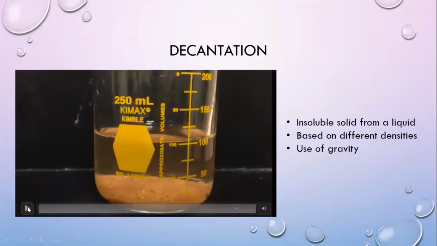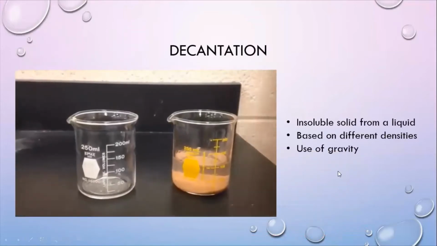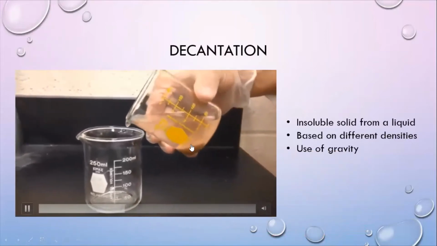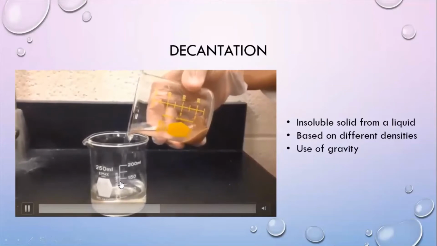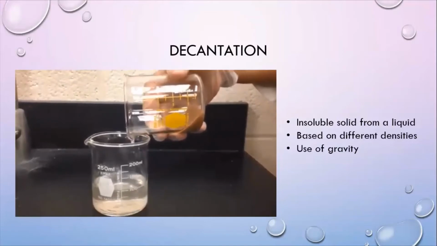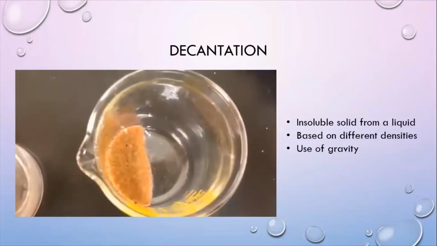Another method that we can use to separate is decantation. So when we decant, what you're seeing here is, again, an insoluble solid from a liquid, but the property which we exploit here is the density. So we know that sand has a different density from water. So based on gravity, it stays at the bottom, and then we can just pour the liquid in order to separate these two. The only problem with decantation is usually effectiveness, because sometimes it's harder to separate the two components.